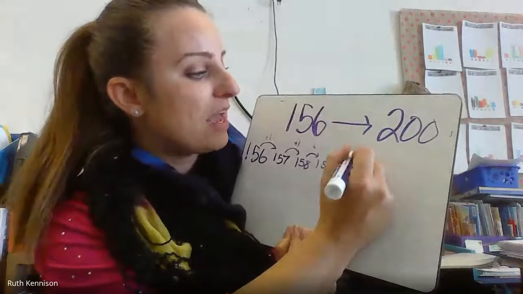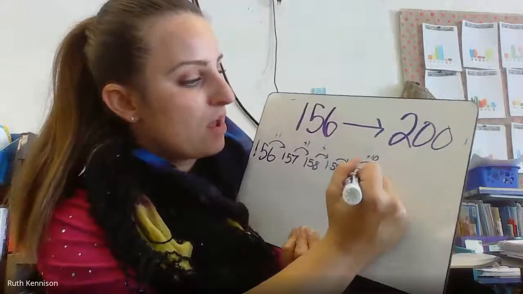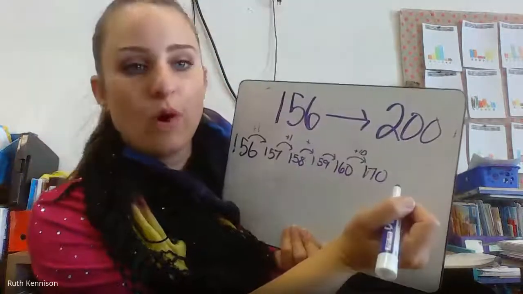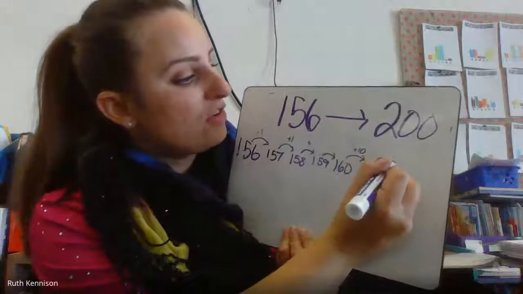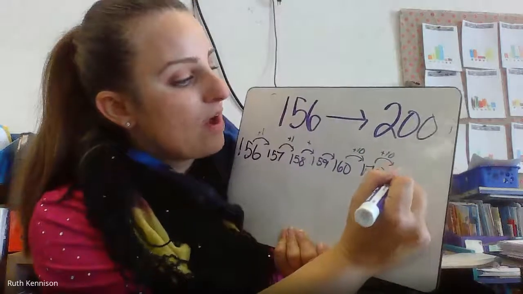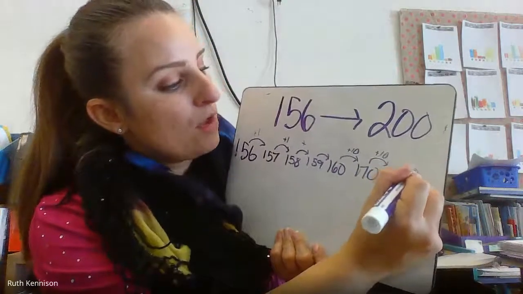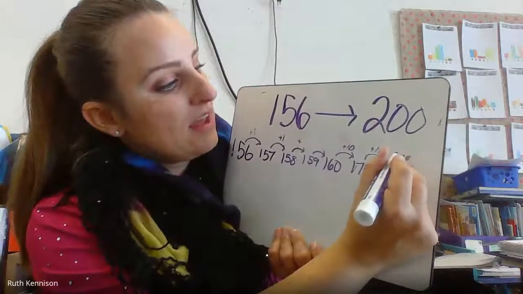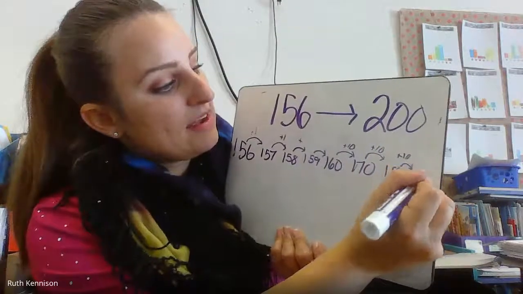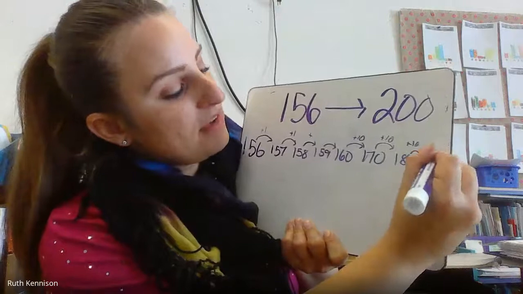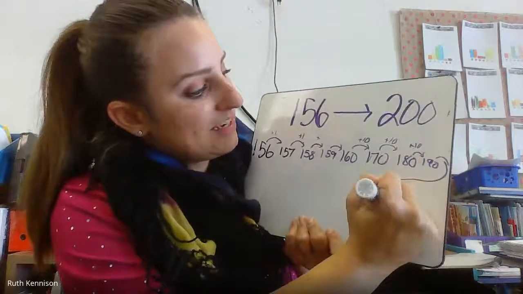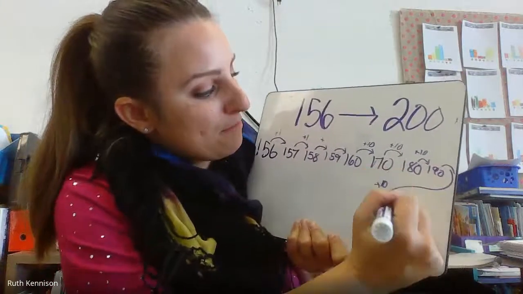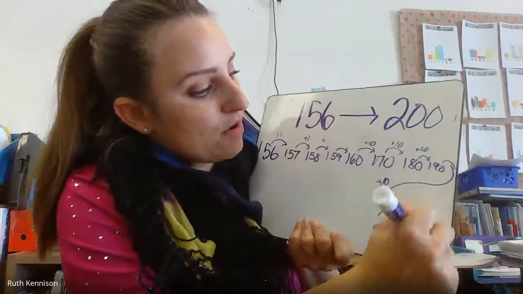Okay, so now we can count by tens. 160 plus 10, we're at 170. 170 plus 10, now we're at 180. 180 plus 10, we're at 190. 190 plus 10, and I'm going to come down here because I ran out of room. Plus 10, and now we're at our final number of 200.